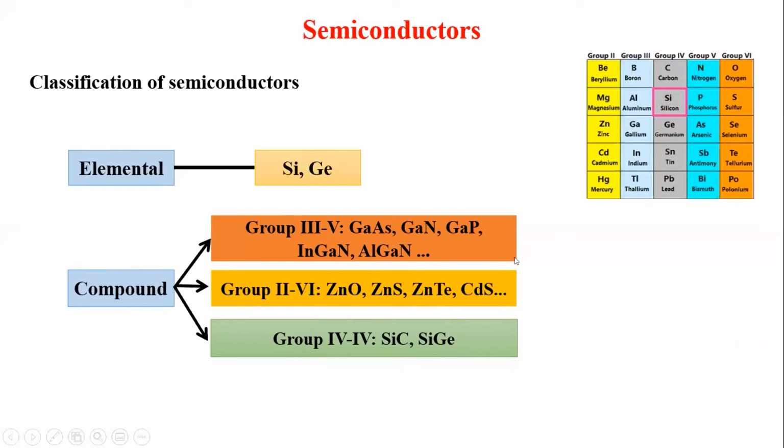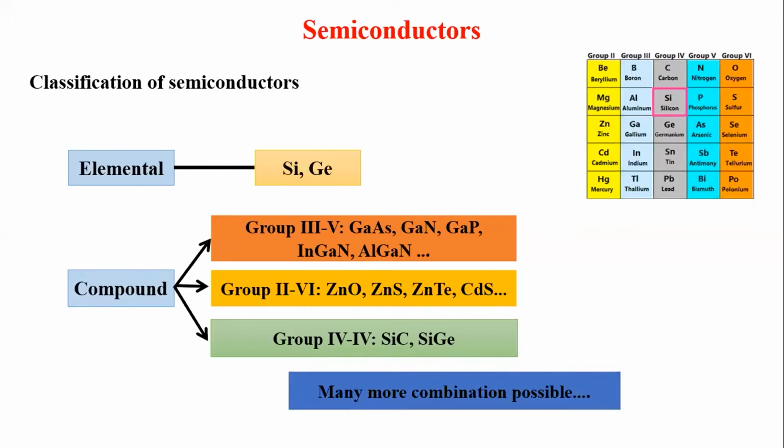Cadmium sulfide, magnesium oxide, move on. And group 4, there are four electrons, so you can form silicon carbide, or silicon germanium combined together to form a compound semiconductor, and many other possibilities are there. Now, whatever I named here is mostly the inorganic case, and you can have organic semiconductors too.